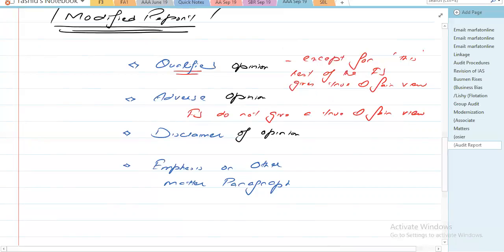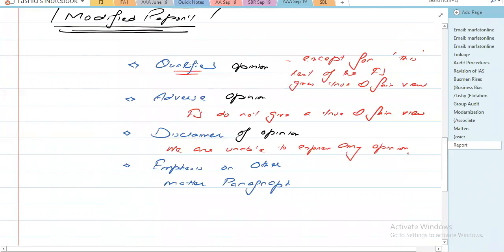Financial statements do not give a true and fair view. Now, what is this? This is adverse opinion. Then you have disclaimer of opinion, when we say we are unable to express any opinion. So this is known as disclaimer of opinion.